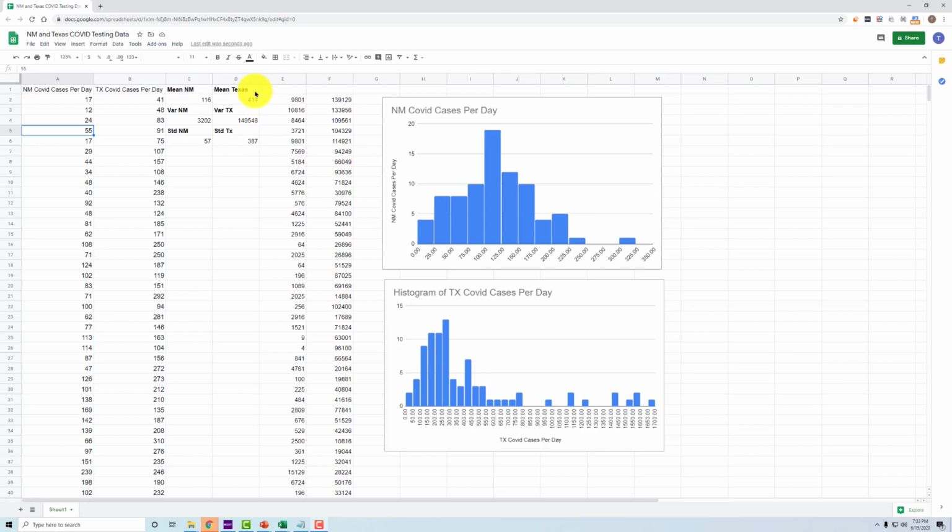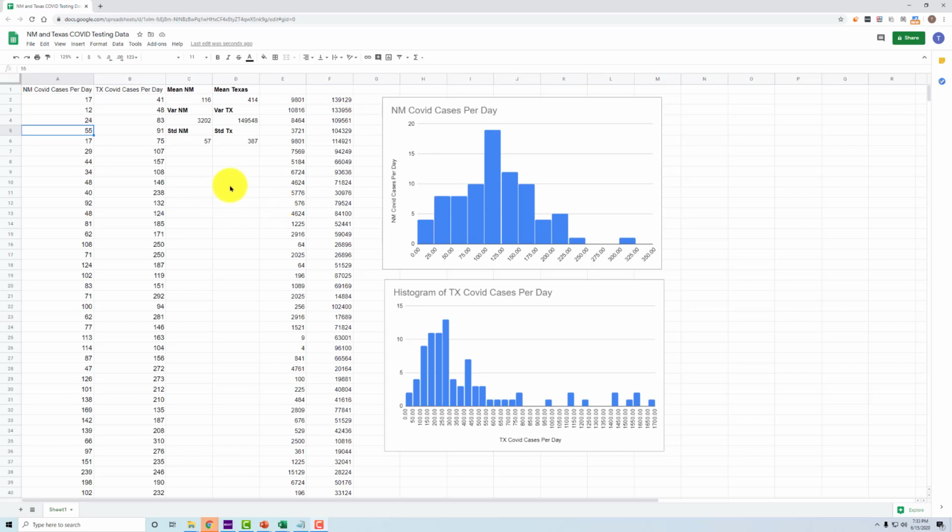Right? We expect the mean for Texas to be a lot larger than New Mexico. You see, New Mexico goes from 0 up to about 325, whereas Texas goes all the way up to 1,700. There's a lot more variance, a lot more spread of the data around Texas than there is in New Mexico, which is a lot more clustered around that mean of 116. So we can see both graphically and also in the numbers the differences between the two states.